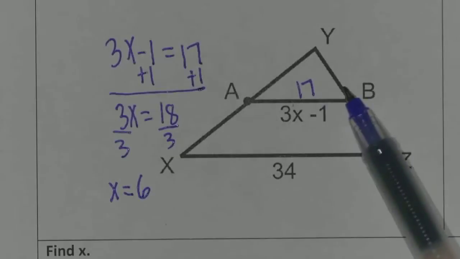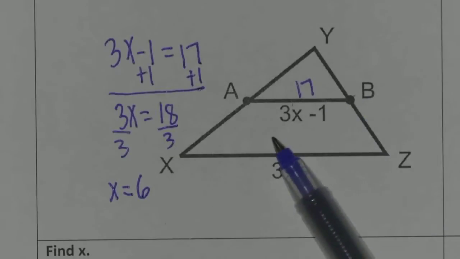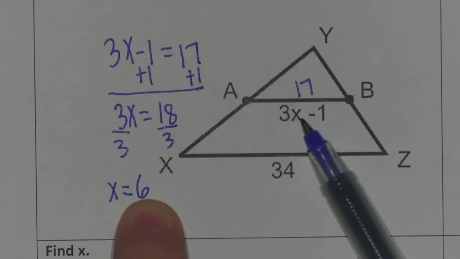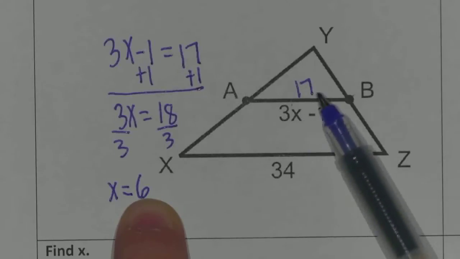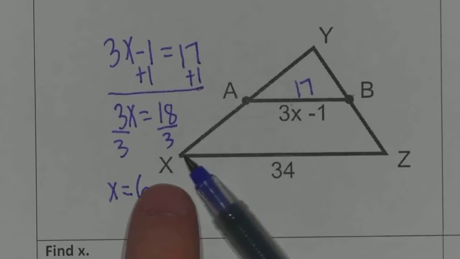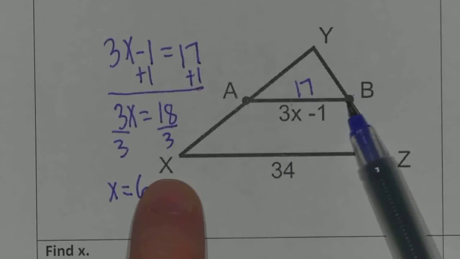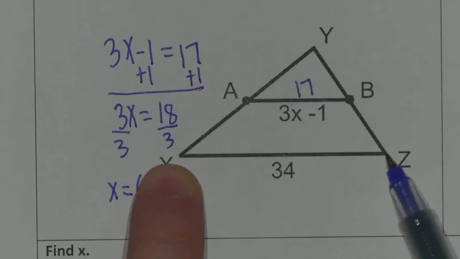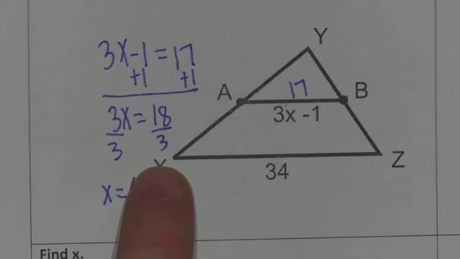Okay, now I can check my work here. I already found the length of AB, which is what the instructions asked me to do, but let's just sub that in to make sure it works. 3 times 6 is 18. 18 minus 1 is 17. So I did my work correctly. So again, when you draw the mid-segment, it is half the size of that side that it's parallel to. Does that make sense to everybody, the rule?